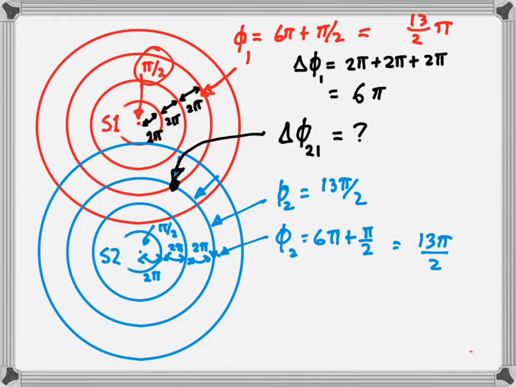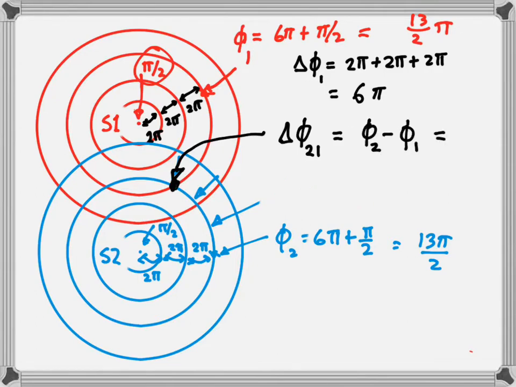So at this point, an interesting question is, what is the difference in phase between wave number 1 and wave number 2? So we can calculate the phase that wave number 2 has there. We can calculate the phase that wave number 1 has when it arrives there, and we can take the difference.